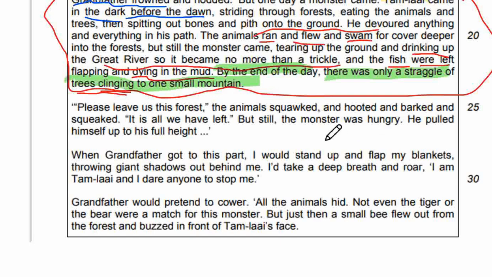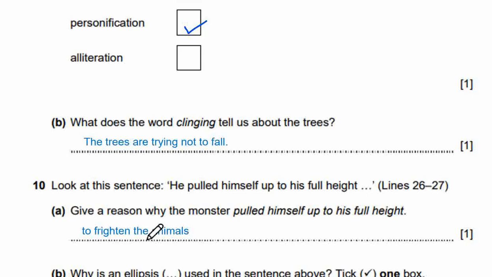Here we go, this is line 26, 27. He pulled himself up to his full height. Please leave us this forest. It is all we have left, but still the monster was hungry. He pulled himself up to his full height. It can be to intimidate or to frighten the animals, or to make himself look as big as possible. So we just type one possible answer. So we type to frighten the animals.